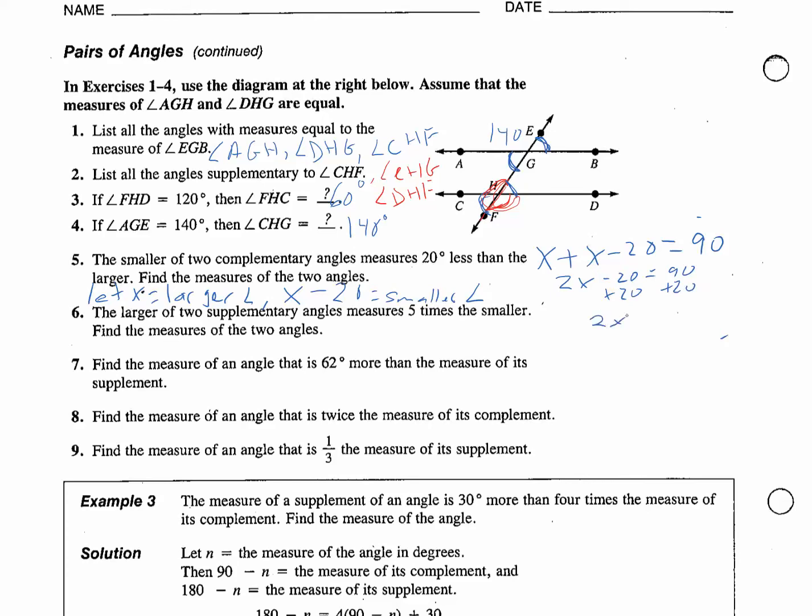So I get 2x equals 110. I'm going to divide each side by 2, so I'm going to get x equals 55. So it means the larger angle is 55 degrees and the smaller is x minus 20. So 55 minus 20 is going to be 35 degrees. So there's my two angles.